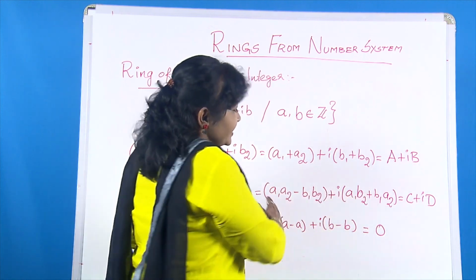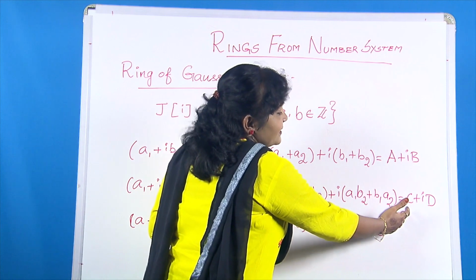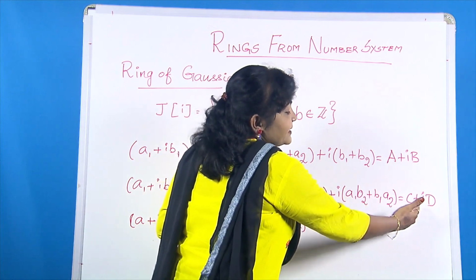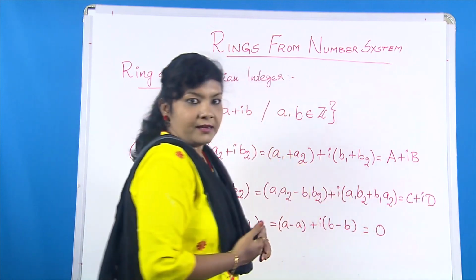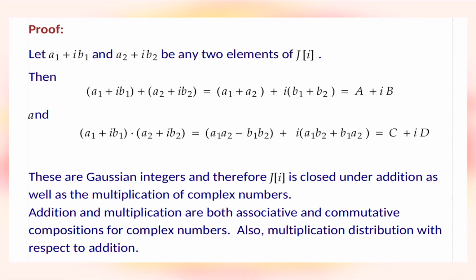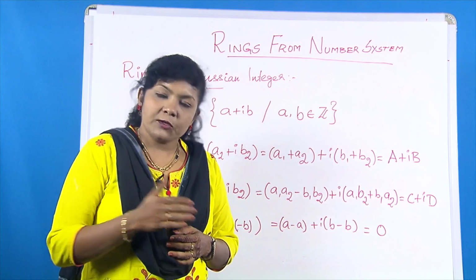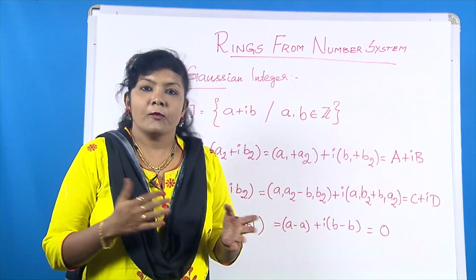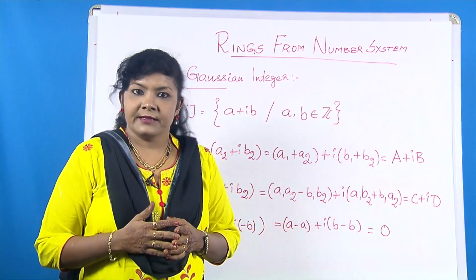Again these are integers, so we are getting the same form in this c plus id. Clear? Next, these are the Gaussian integers and therefore Z[i] is closed under addition as well as the multiplication of complex numbers. Addition and multiplication are both associative and commutative compositions for complex numbers.